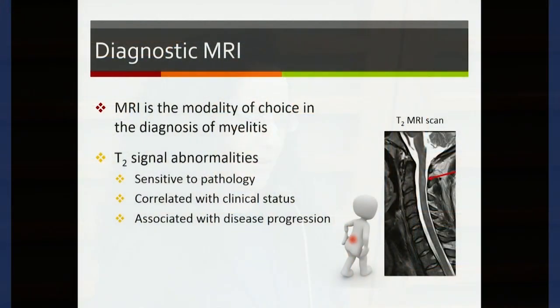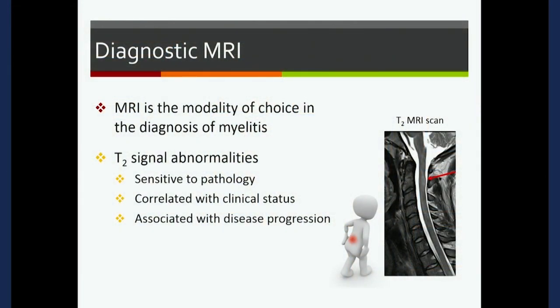So we all agree that MRI is of great value when diagnosing myelitis. Usually the findings, as Dr. Benson mentioned this morning, come as changes in signal. It's like a bright signal. As you can see in the image on your right, where the arrow points at, that's where a lesion is. It's usually sensitive to disease pathology. It correlates well with clinical status of the patients, and it can also be used to monitor disease progression.